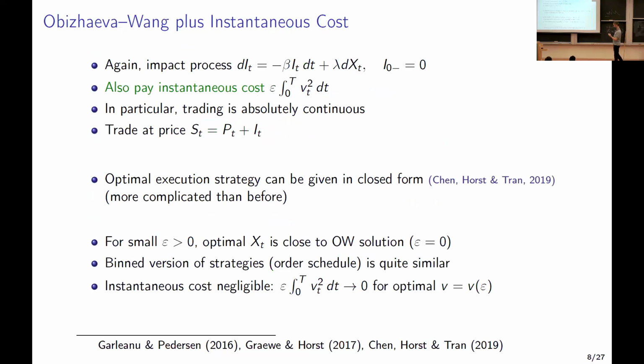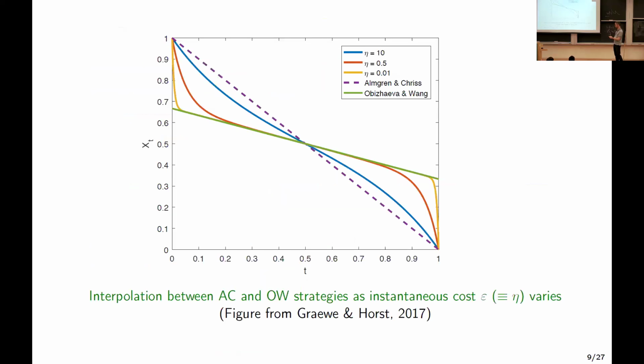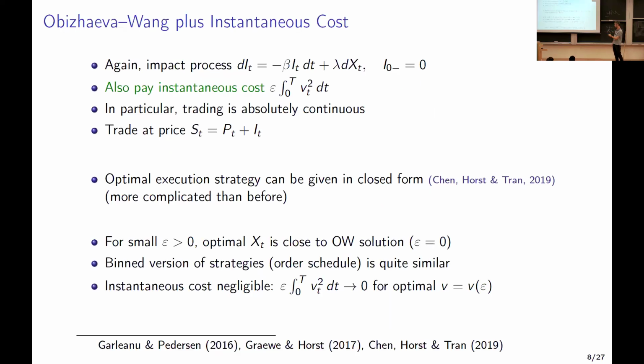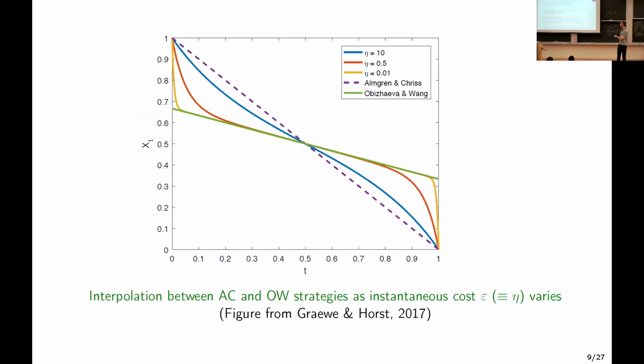In this model, because there is instantaneous cost, the trading has to be absolutely continuous, no more jumps. In this model, we can still find the optimal execution strategy in closed form. It's actually a bit more complicated, but doable. And I think the picture probably says best what's going on here. This picture, I stole it from the paper of Graewe and Horst. This was probably pioneered by the Gatheral-Schied paper, and later by Graewe and Horst. So this is from their paper.